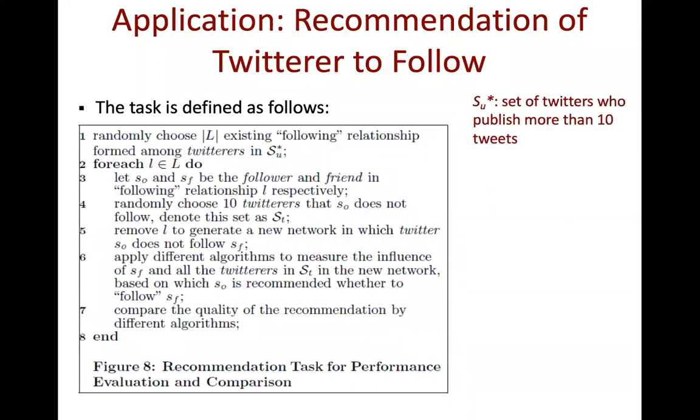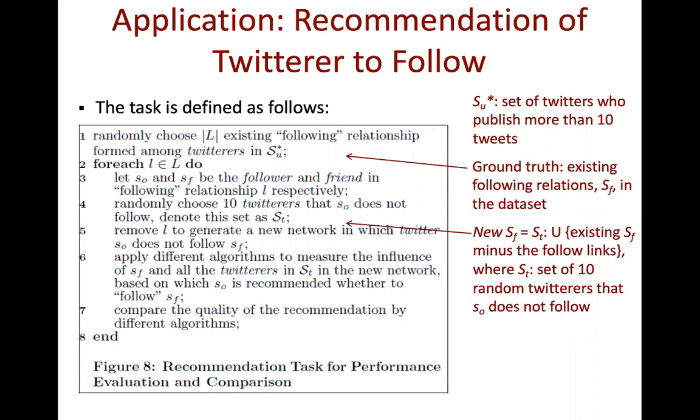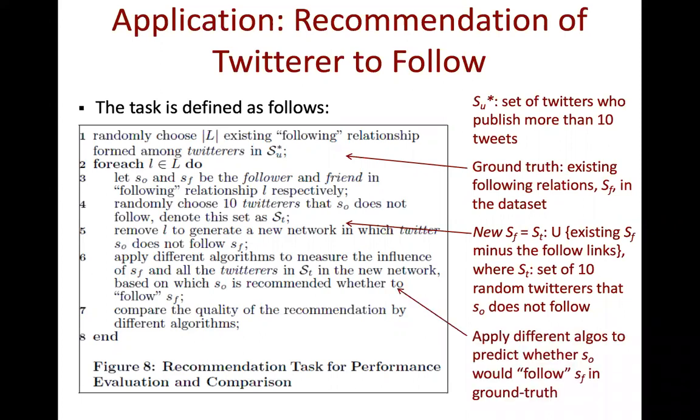We said the Twitterers who publish more than 10 tweets have a chance to be popular. The ground truth is the existing following relationships in this data set. We can also define a set U, which is the existing relationships minus the follow links. So we get a set of 10 random followers that they might follow, and then we apply different algorithms to predict whether one person is going to follow another and compare it to the ground truth, right? Basically, we randomly pick people out of the data set, and we try to figure out whether our algorithm can actually predict whether this following will happen.